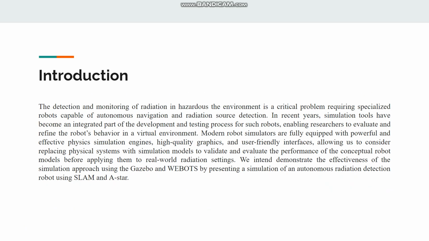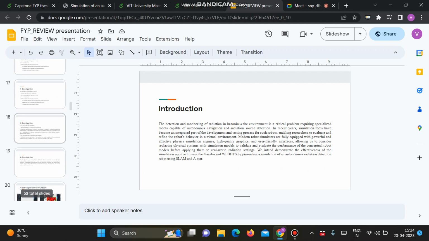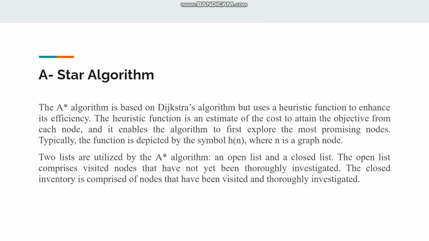As we know, A star is based on a heuristic function that calculates the Manhattan distance between the current position and the target position. So F is equal to G plus H is the formula.